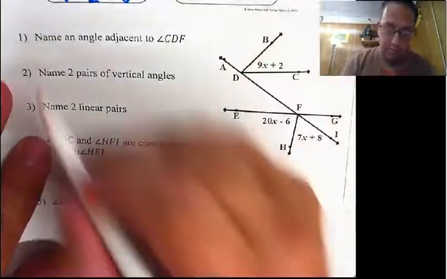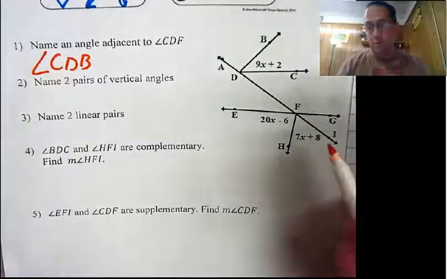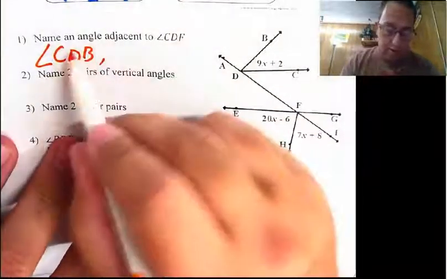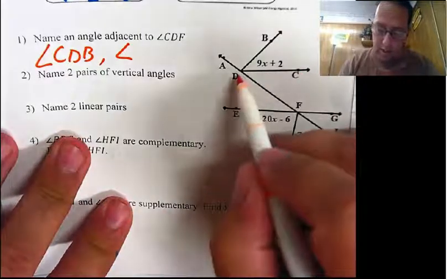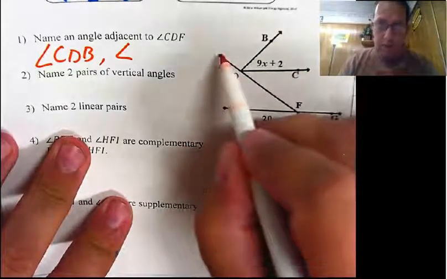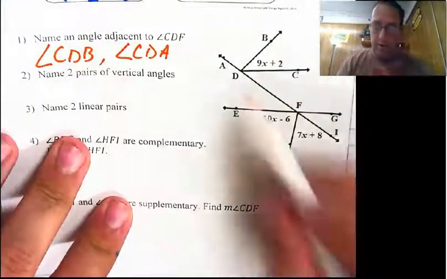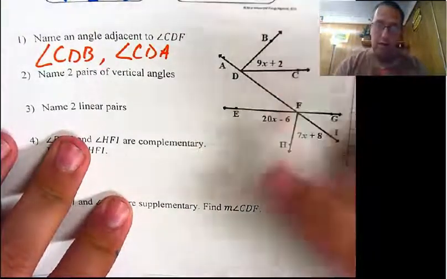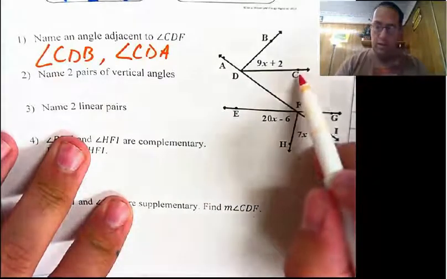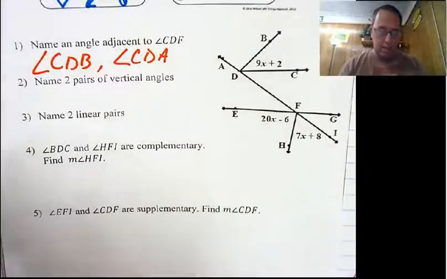So that would be angle CDB, right? Now there is actually another one. It doesn't ask for two, but I'm going to go ahead and give you the other one too. You could also do angle CDA, this whole big angle right there. Both of those are adjacent to angle CDF because they're right next to it and they share a vertex and they share one of the sides.